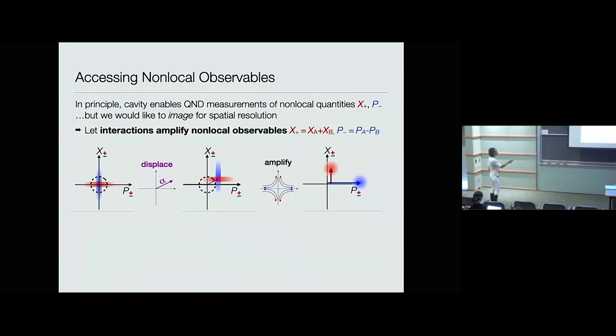So the idea is basically I'm going to prepare this EPR entangled state. I'm going to apply some displacement in phase space, which I've called alpha here, and now we're going to do a sequence of amplification processes. One is going to be to amplify the p quadrature in the antisymmetric mode. We'll amplify the x quadrature in the symmetric mode. And at the end of the day, we'll just read out each site.